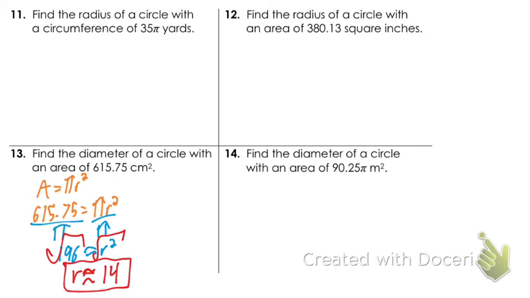Hey, we're not looking for the radius. We're looking for the diameter. Oh, we're looking for the diameter. Are we done? We are not done. No, what do we have to do, Gage? We have to times by 2, double it. So we get what? 28 centimeters. Thank you, Gage. Good catch.